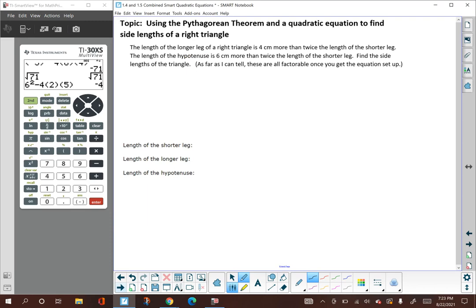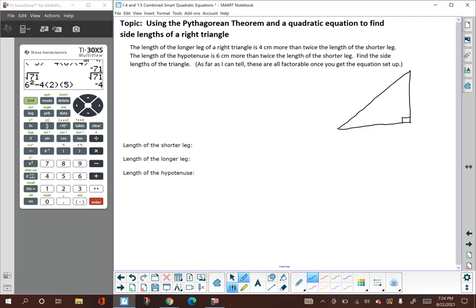Okay, so we're into the topics from 1.5 now, and we have 3 topics here. The first one is using the Pythagorean theorem and a quadratic equation to find the lengths of the sides of a right triangle. So it's giving you a description of the triangle and asking you to calculate the sides.